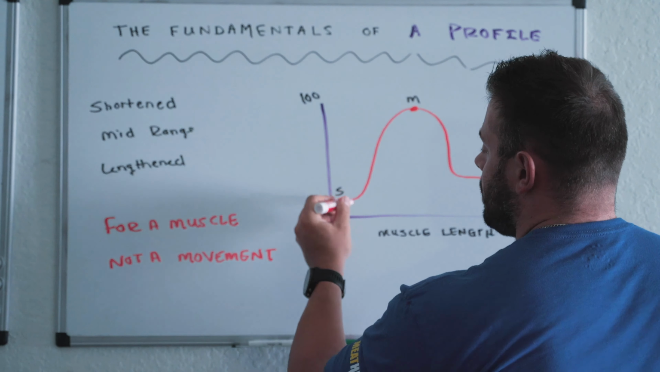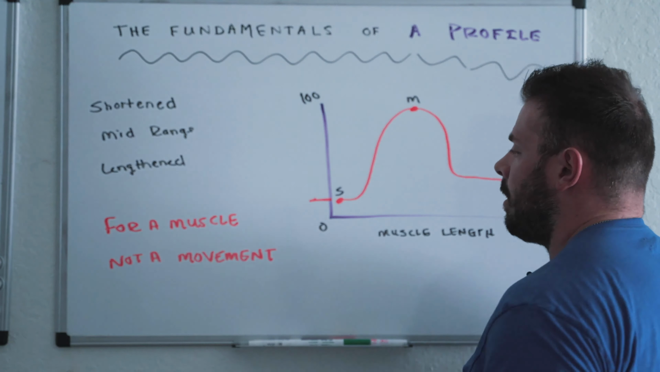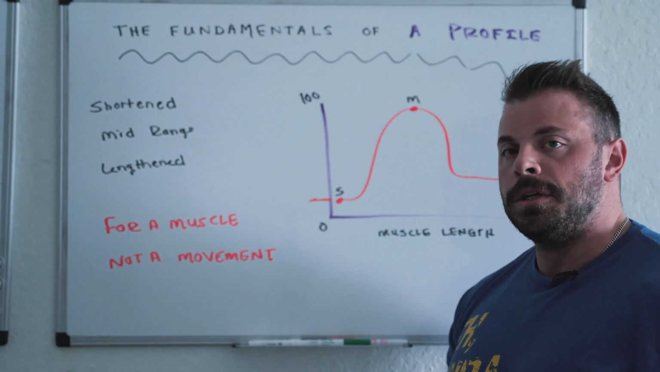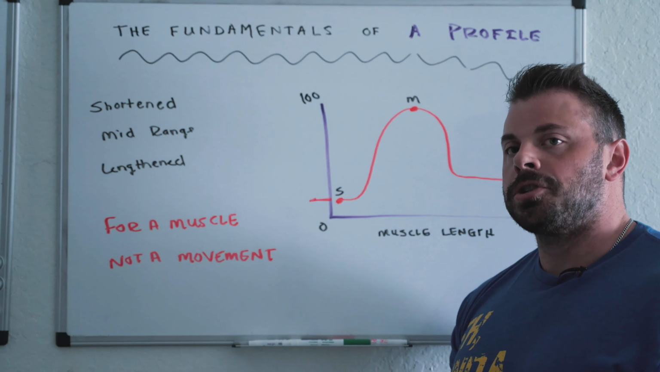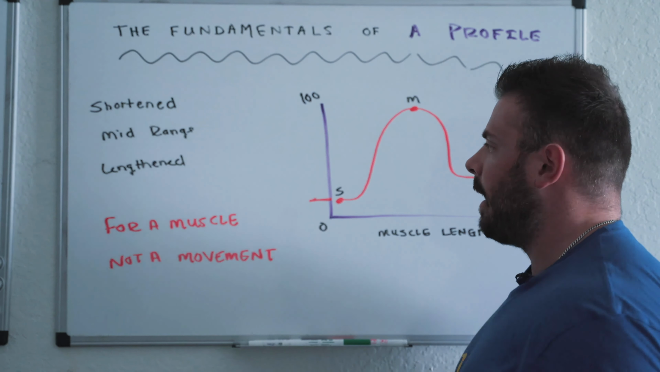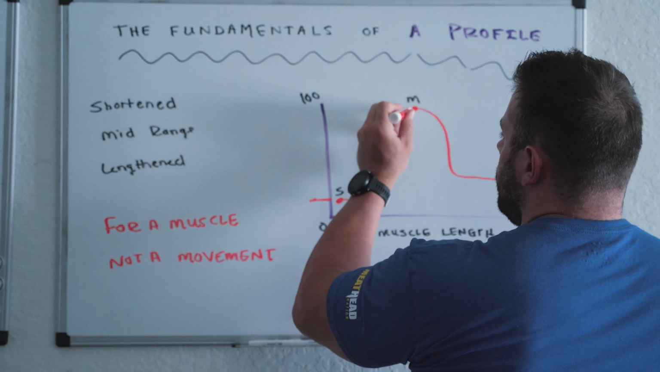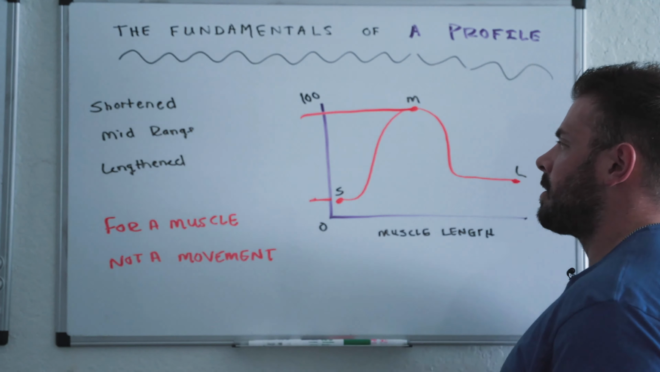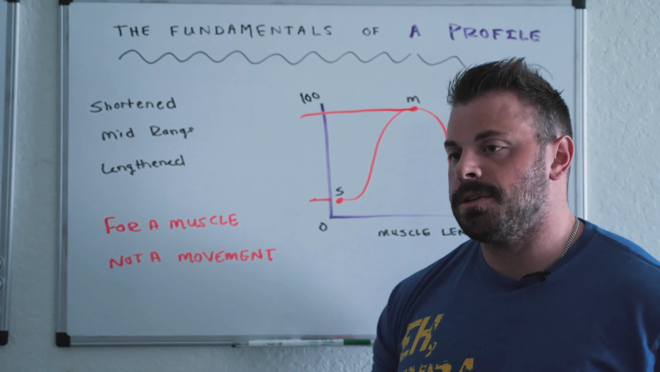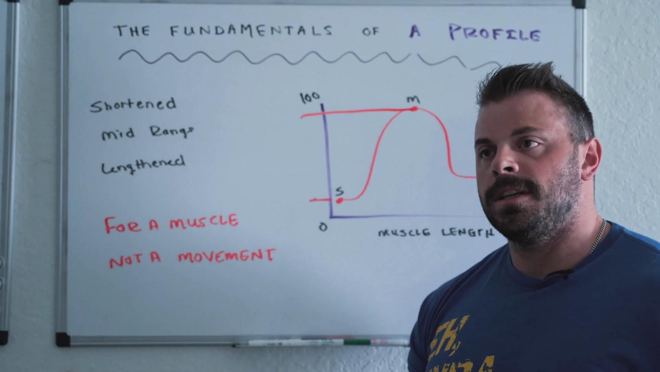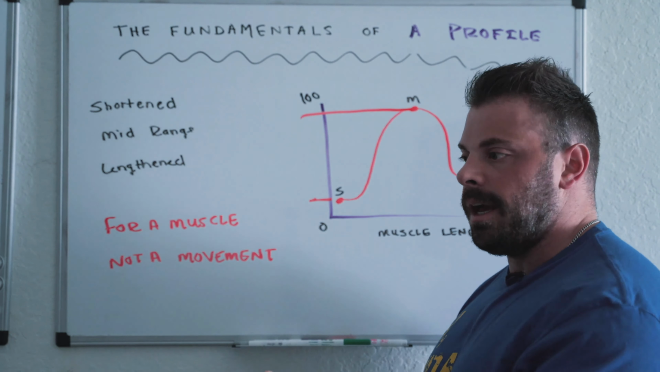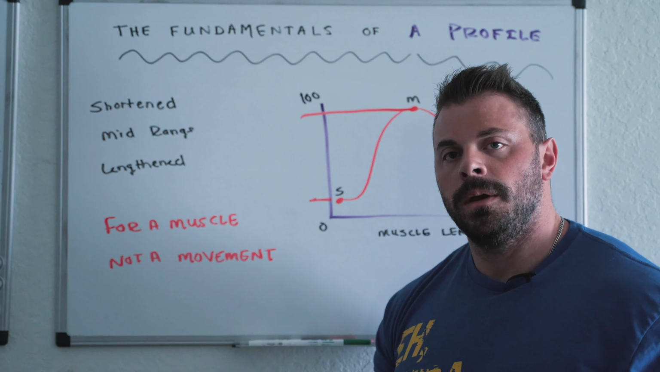Well, in the shortened range, you can see that your ability to produce force and power is pretty low. Also, your drop off is going to be very fast. In the middle range, your force production is very, very high. It's because that muscle is in a very safe position. It's not in any extreme, so your body identifies that as a safe place to load and train.